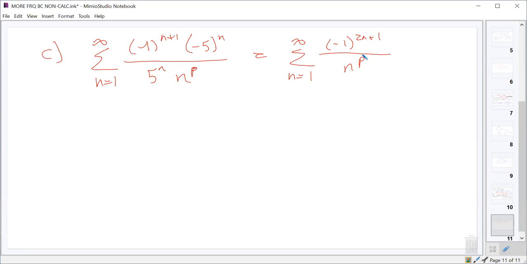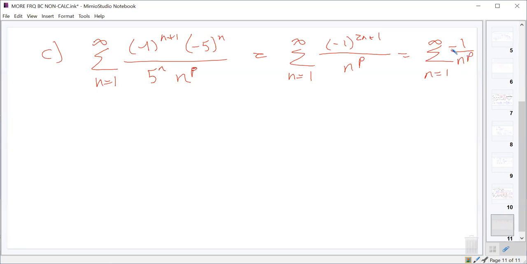Okay. And so then what is -1 to the 2n plus 1? If I plug in values of n like n equals 1, that's going to be -1 to the third, right? And then for n equals 2, that's -1 to the fifth, and -1 to the seventh, and then -1 to the ninth. And so effectively, that just becomes -1 over n to the p. The 2n plus 1 isn't actually changing the sign of that numerator ever. So now we've got -1 over n to the p.